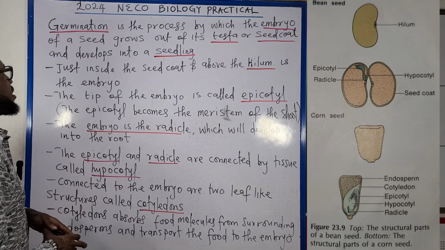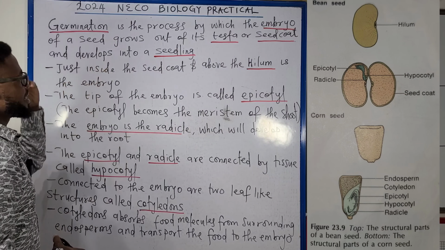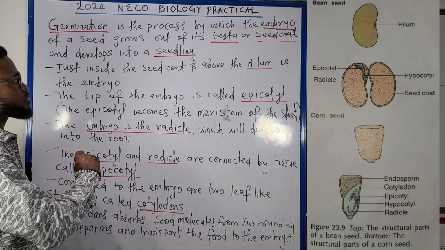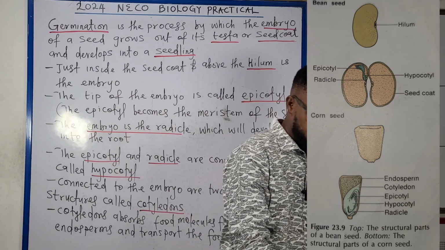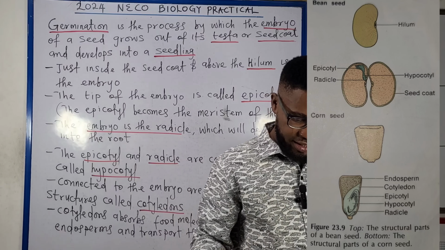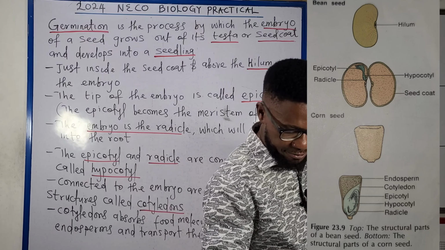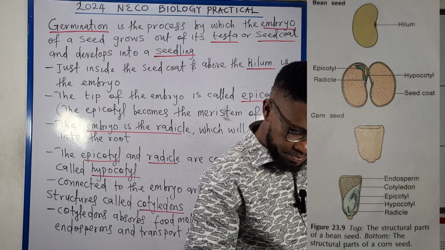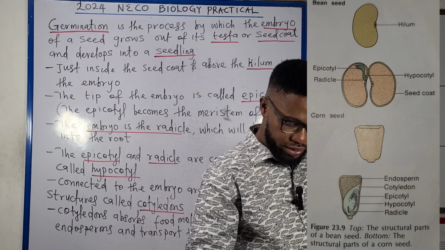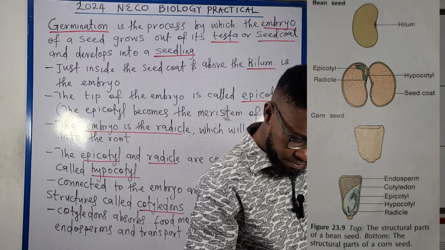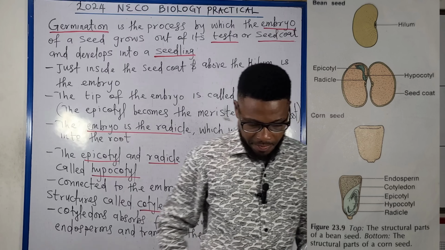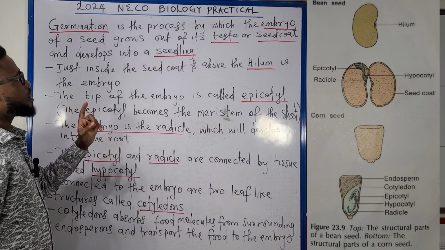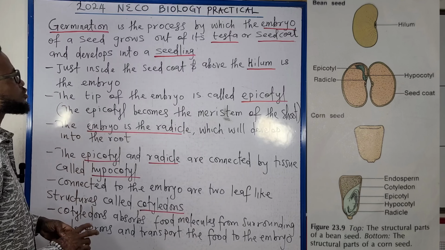So, what is germination? First of all, it is the process by which the embryo of a seed grows out of its testa. You can see in that diagram on your screen, you have a bean seed there, you have the hilum, or what you call the scar, and just above that hilum or scar, in the diagram just next to it, you're going to see the radicle. So germination is the process by which the embryo of a seed grows out of its testa.